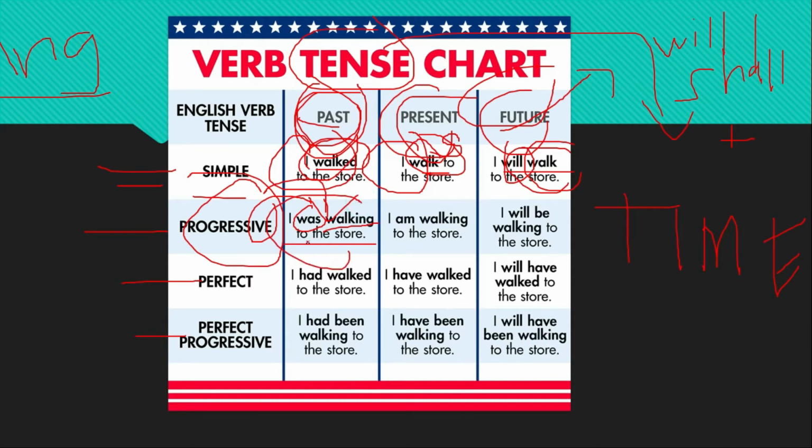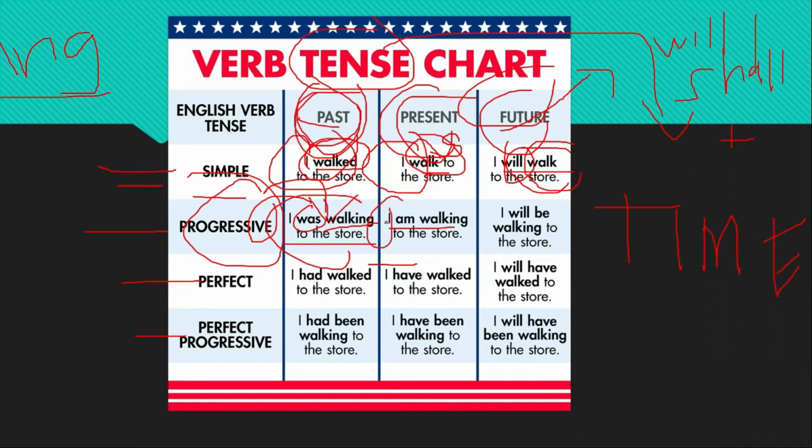Past progressive tense. For the present progressive tense, I am walking to the store. Since the linking verb that must be used is present tense, we use am instead of was and instead of is, because the subject is I.